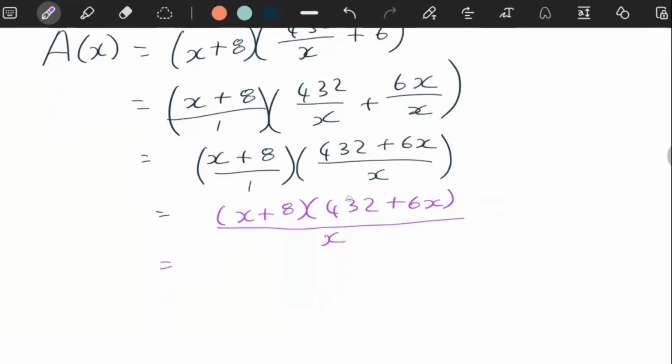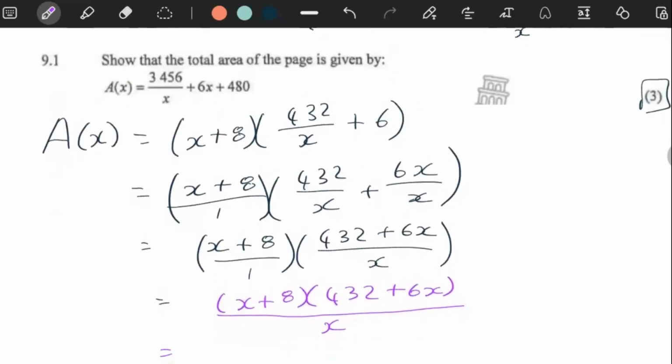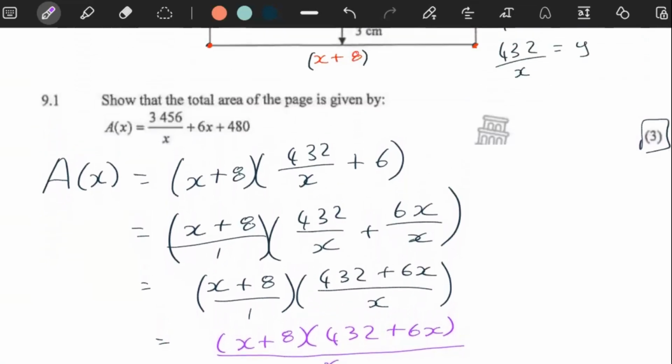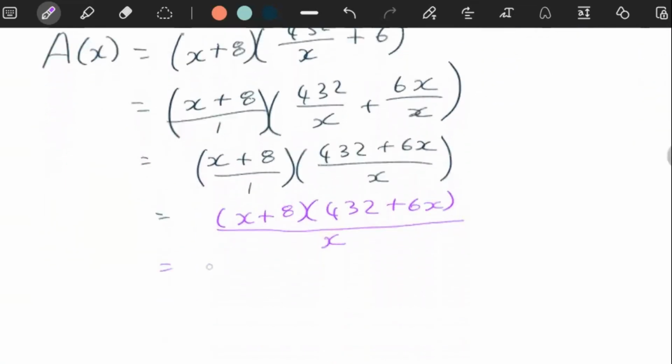So here we can say x times the 432. Okay, let's get on. It's going to be 432x. x times this is going to give you 6x squared. 8 times 432 is like 3,456. 8 times the 6 there, let's see, that's going to be 48.